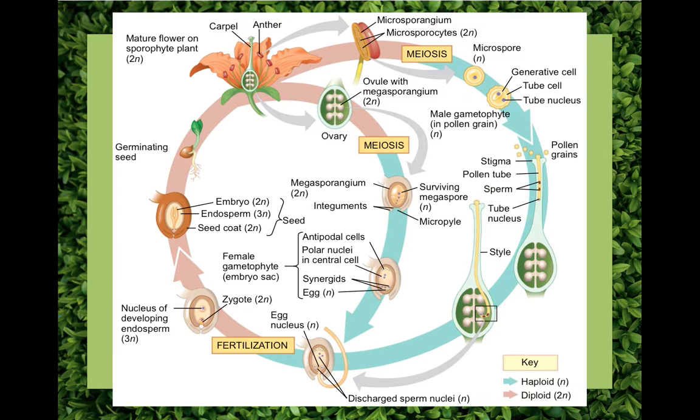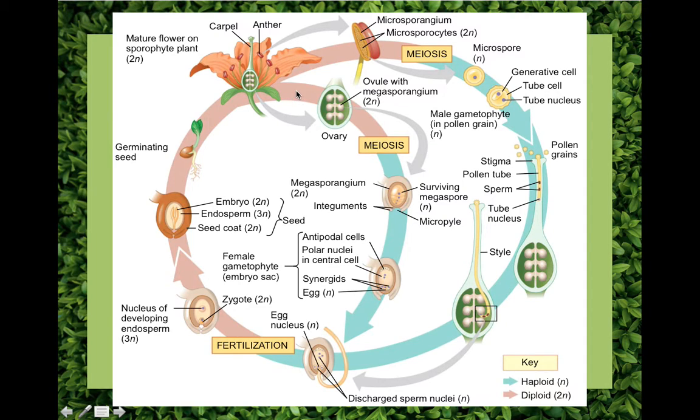Those microspores then divide by mitosis one time, and one time only, to produce the male gametophyte, also known as the microgametophyte, also known as the pollen grain. So the pollen grain only has two cells, one of which is the generative cell, and the other of which is the tube nucleus, within the tube cell. And that's it. That's your male gametophyte, just two cells in size.